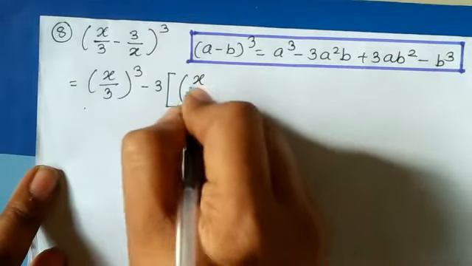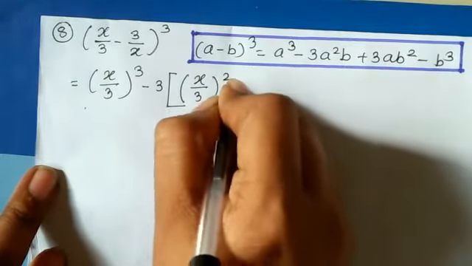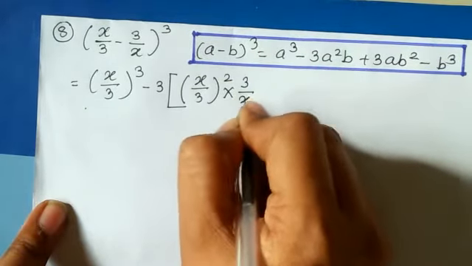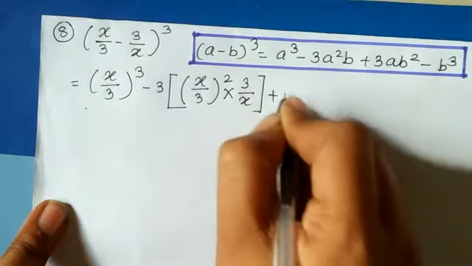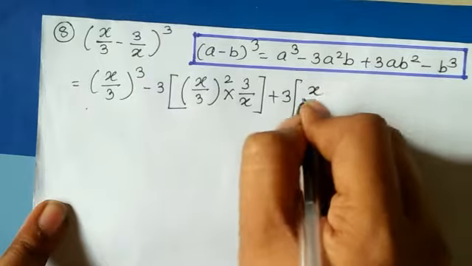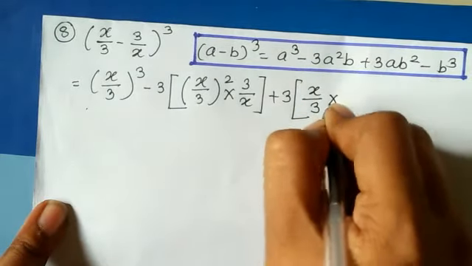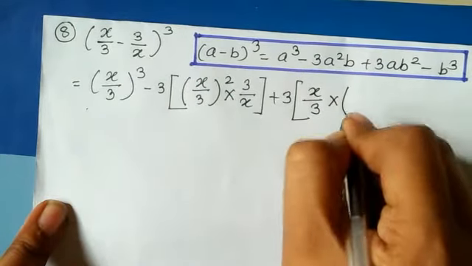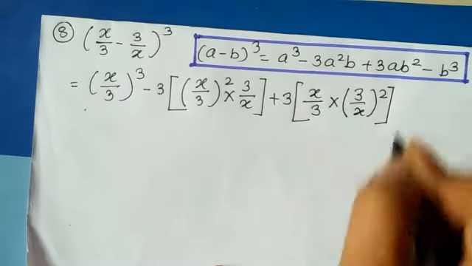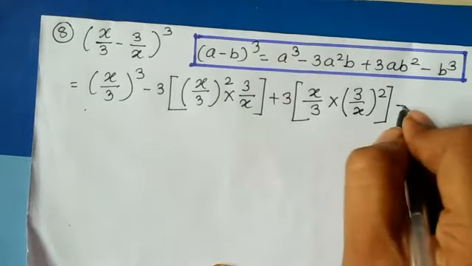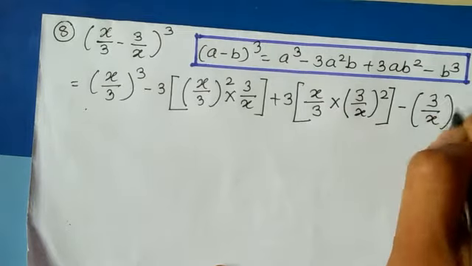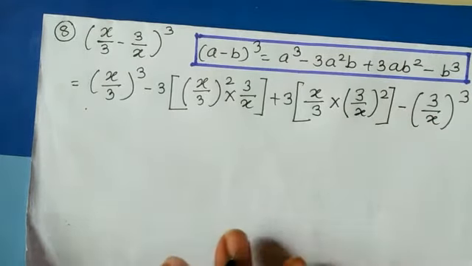square, it means x upon 3 its square, multiplied with the second term 3 upon x, bracket complete, plus 3 into bracket first term will be as it is, x upon 3, multiplied with the second term's square, 3 upon x its square, so the square bracket complete, minus the second term's cube, it means 3 upon x its cube. Let's go ahead.